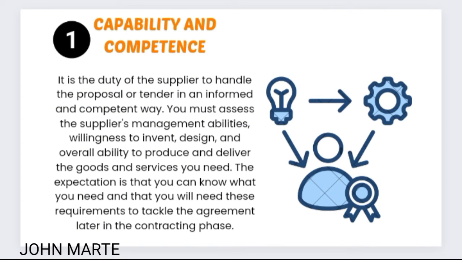Here are the 10 C's concept of supplier evaluation, starting with number 1, capability and competence. It is the duty of the supplier to handle the proposal or tender in an informed and competent way. You must assess the supplier's management abilities, willingness to invent, design, and overall ability to produce and deliver the goods and services you need. The expectation is that you know what you need and that you will need these requirements to tackle the agreement later in the contracting phase.